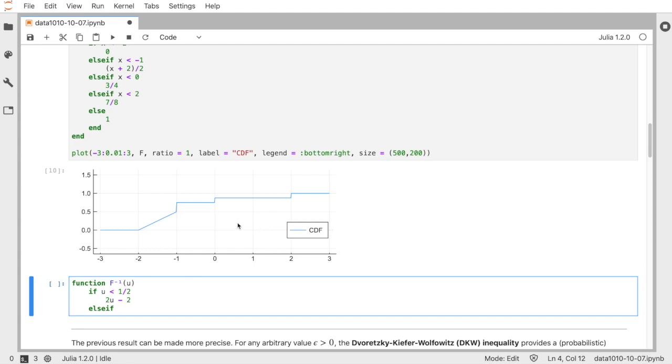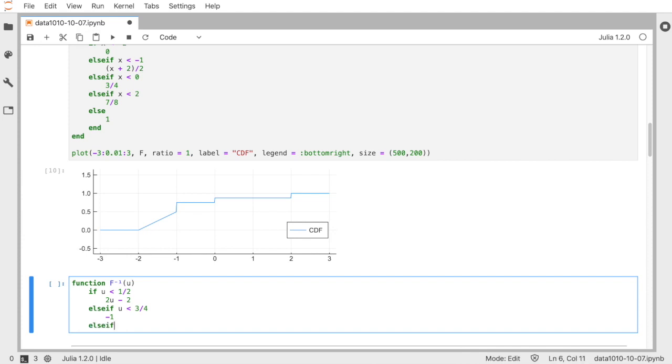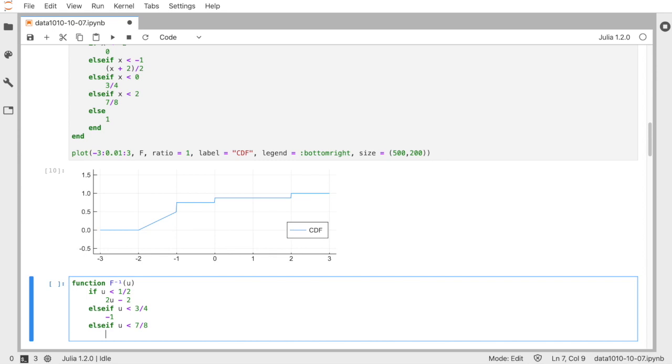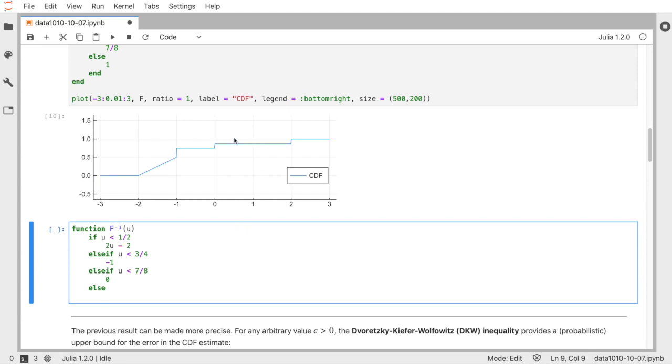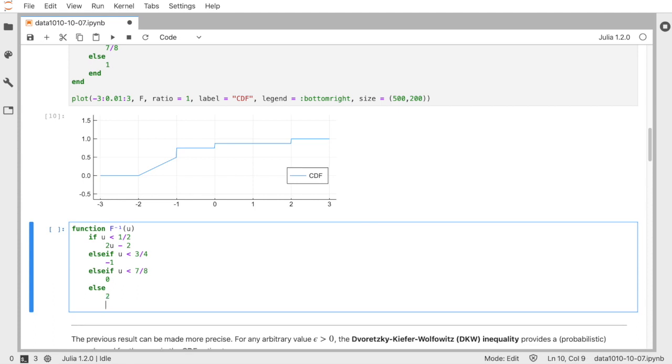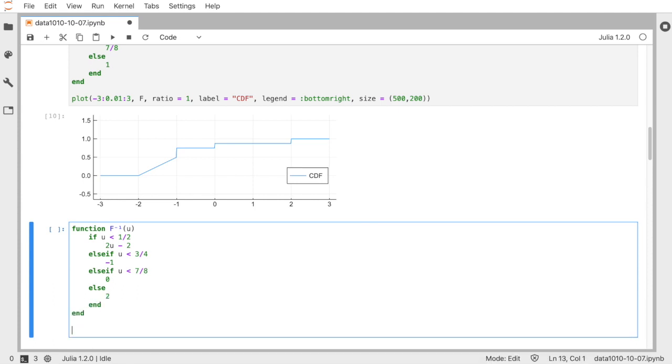So otherwise, if u is less than 3/4, then we're going to hit -1, so we should return that value. If u is less than 7/8, but bigger than 3/4, then we're going to get 0. And if all of those conditions fail, then we're bigger than 7/8, so we're in this top little bit here, and we have to move to the right to hit the graph, and then we pick it up at 2, so we should return the value 2. So that's our function f inverse, and we can plot its empirical CDF just like we did above.